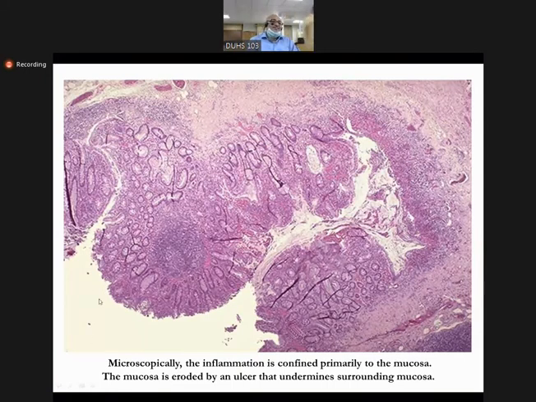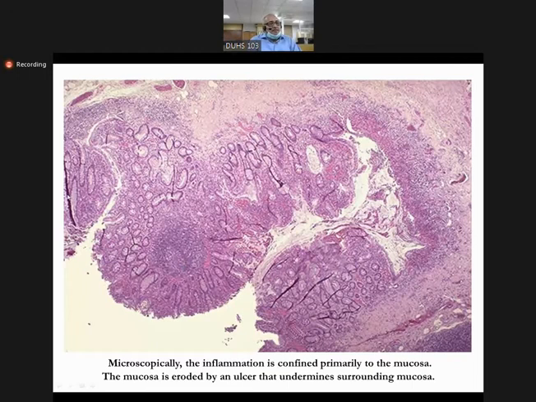Okay, this is the microscopic appearance of the mucosa. Here you can appreciate this whole mucosal lining is inflamed. These purplish small cells are nothing but inflammatory cells. Here you can see these are the inflamed follicles. Okay, these are all lymphoid cells.